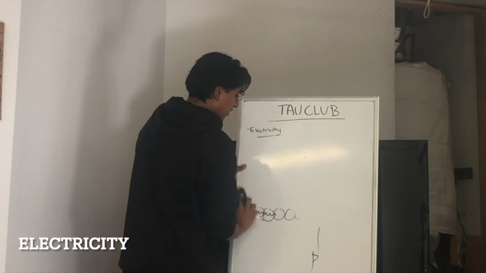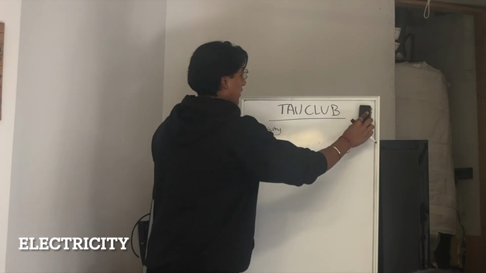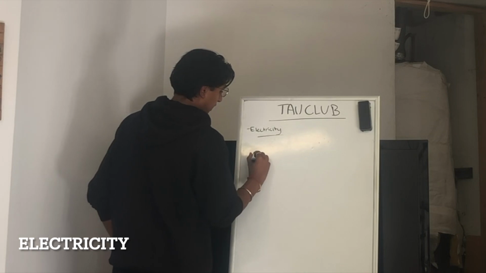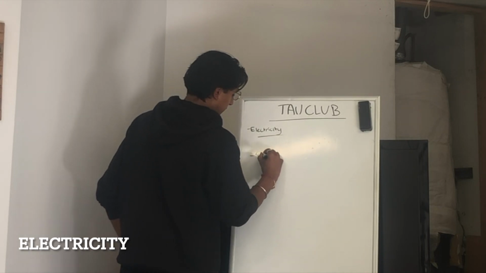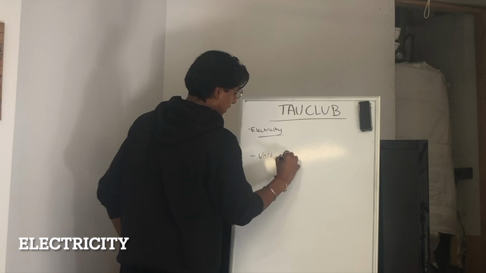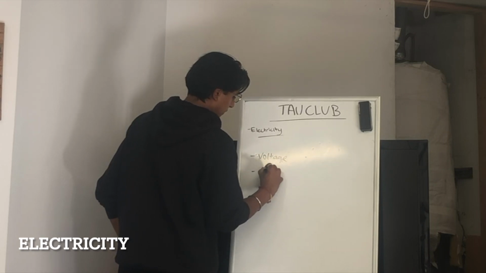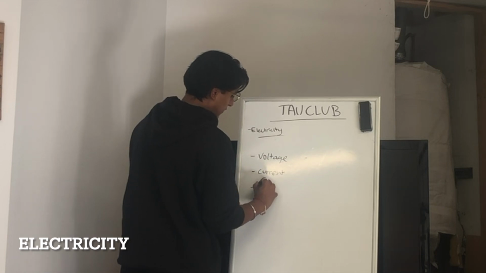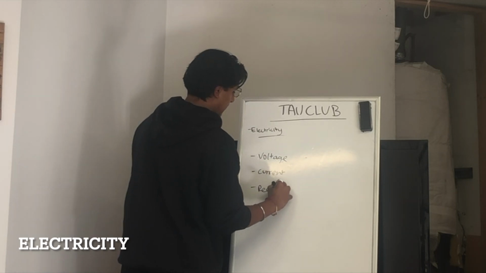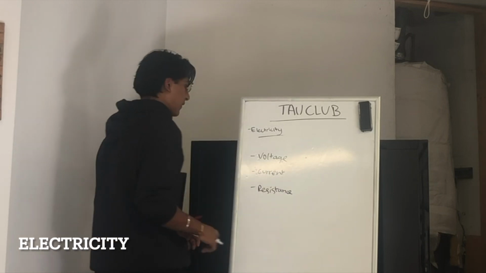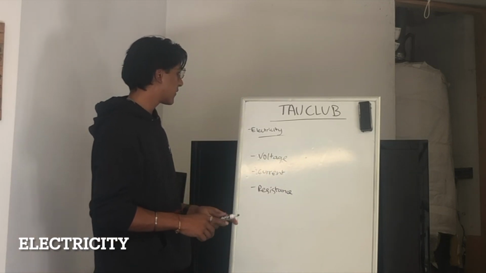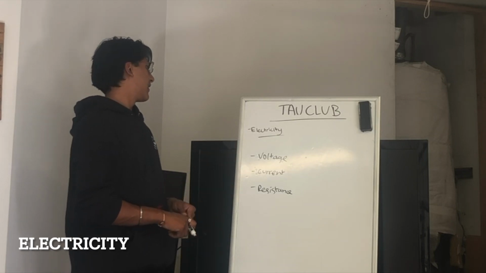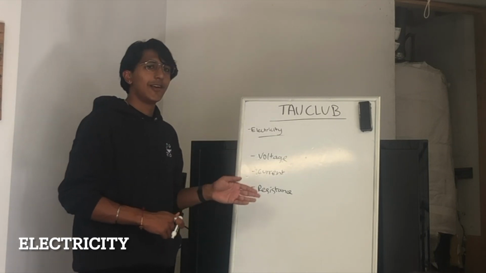Now there are 3 terms that you have to know in regards to electricity. These are voltage, current, and resistance. Don't they all have like some relation amongst each other? Yes, they do. They're all similar. Do any of you know what each of them mean?